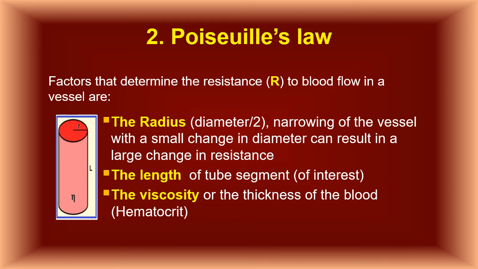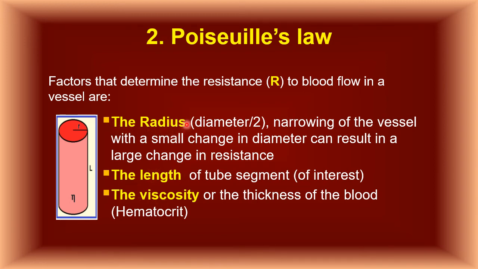Now we come to the second law, which is Poiseuille's law. Poiseuille was a French scientist, and his work focused on the factors that contribute to the resistance to the flow. Applying Poiseuille's law to the blood, we have the hemodynamics factors, and we can understand that the resistance of blood flow is related to three main factors.